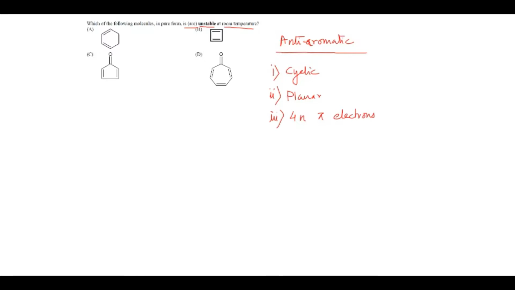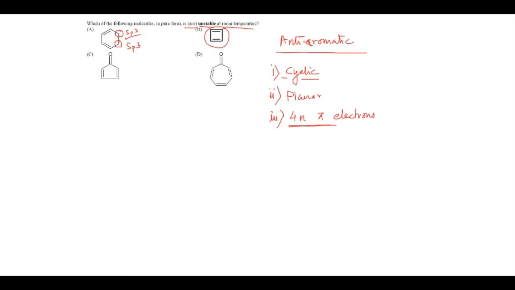With the first option, we have a 6-membered ring, so it is cyclic obviously, and the number of pi electrons, if I consider n equal to 1, then we have 4 pi electrons. So fine, it is going with our 4n pi electron rule. But is it planar? No, it is not planar, because these 2 carbons are sp3 hybridized. So this system is non-planar. So we cannot apply the anti-aromatic rule here. So let us check here.